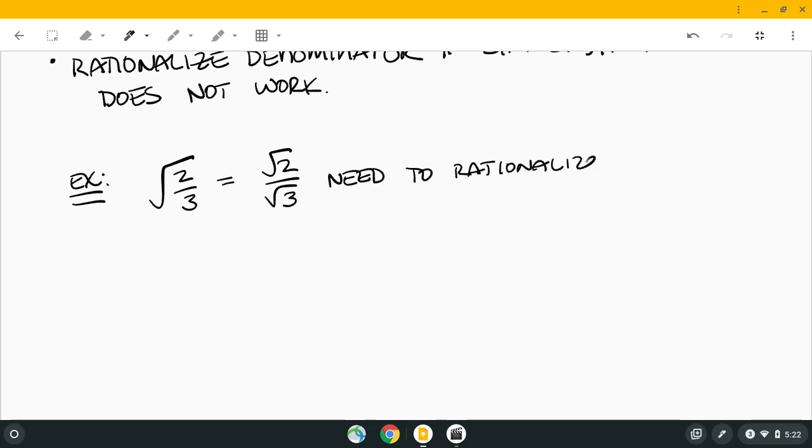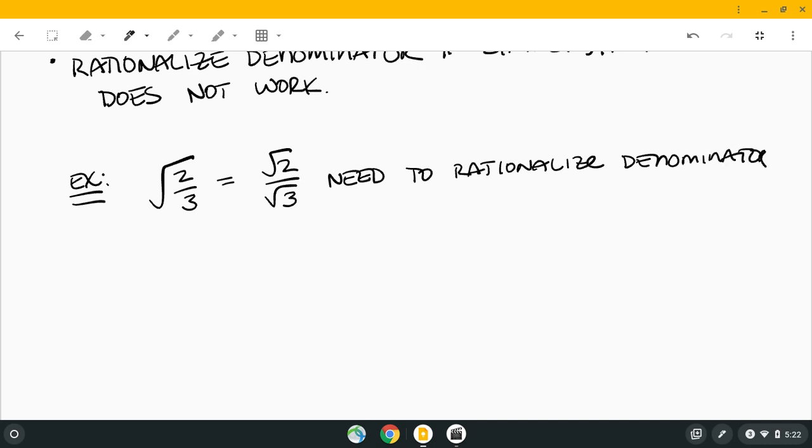Okay, so if I have this, we'll start off simple. Square root of 2 over 3. Okay, so I can't simplify this. And if I split them up, I still can't simplify this, right? 2 is not a perfect square, 3 is not a perfect square. So I need to rationalize the denominator.